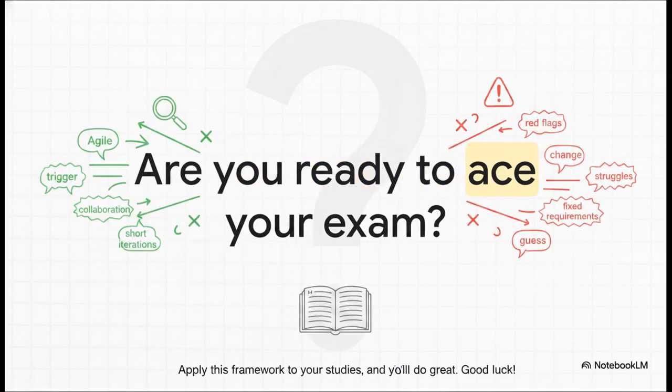So what does this all mean for you? By understanding the fundamental motivations behind these models, exactly why Waterfall needs absolute certainty up front and why Agile practically thrives in chaos, you no longer have to guess. Just think like a true architect. Spot those professor-planted trigger words, dodge the red flags, and you will completely ace your methodology exam. Apply this decision framework to your studies, and you're going to do fantastic. Good luck.